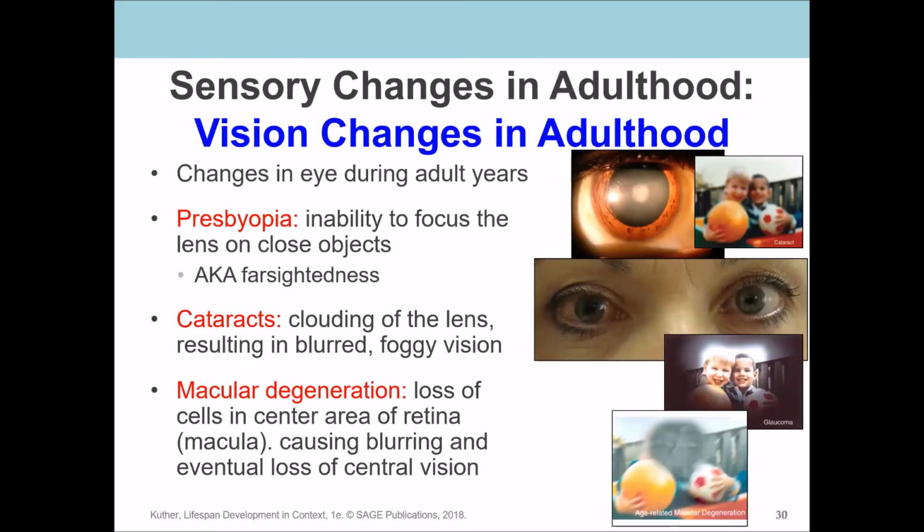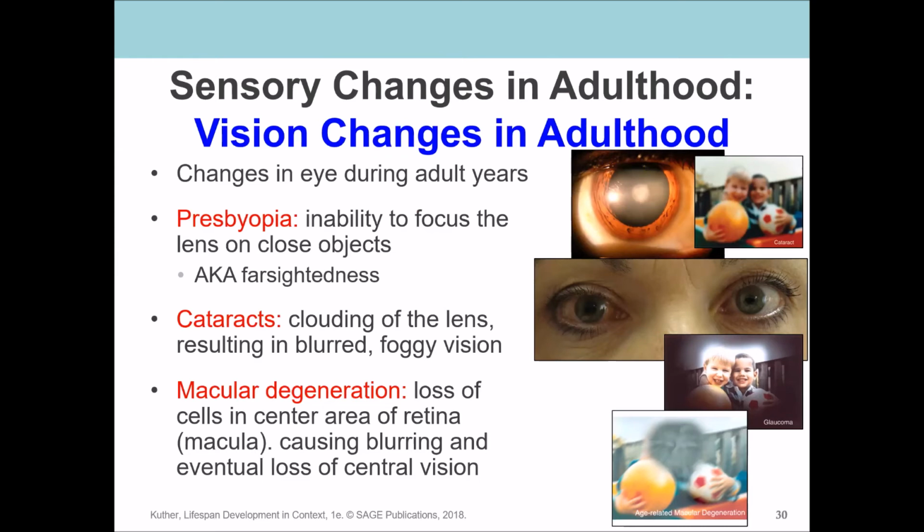There are changes to vision in the adult years. Your cornea flattens, the lens loses flexibility, the muscle that permits the lens to change shape weakens, the lens yellows, and the size of the pupil shrinks. We have a loss of rods, which are light receptor cells, as well as cones, color receptive cells. And this leads to declines in night vision and also color discrimination.